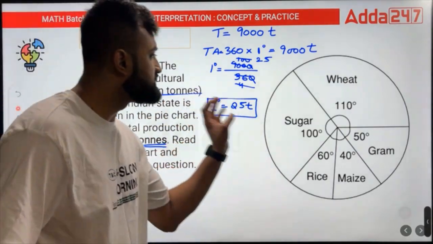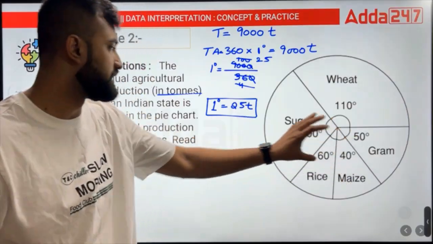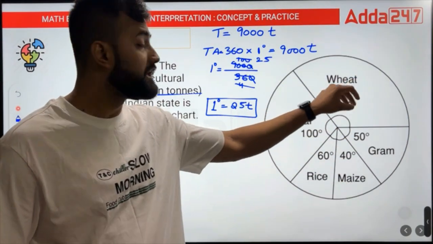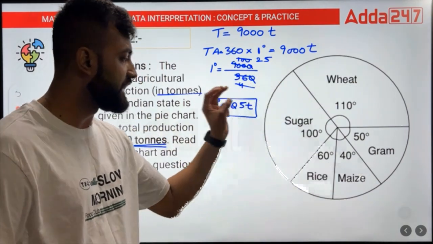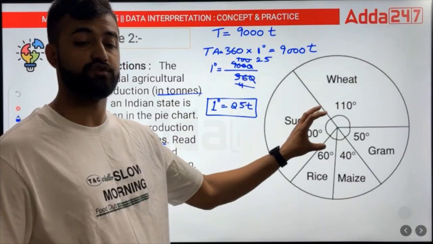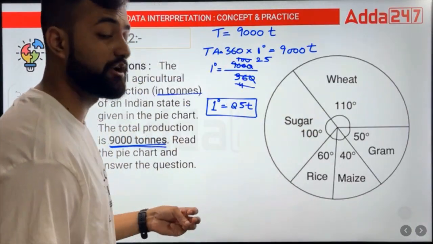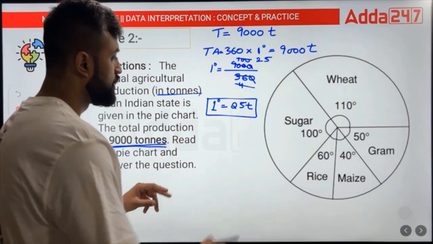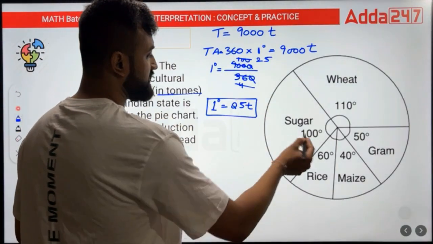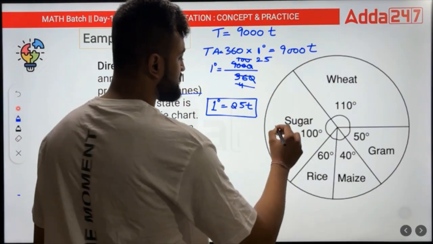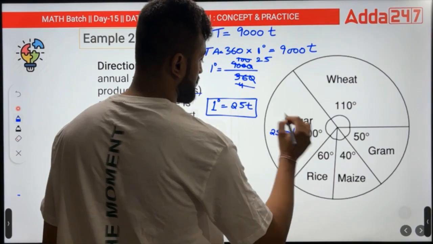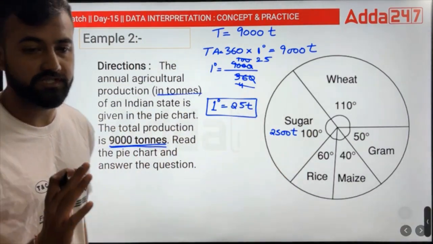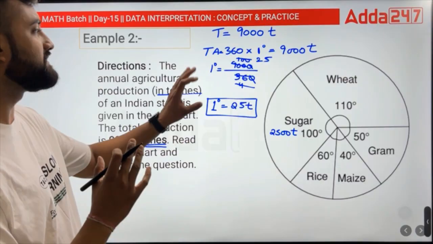So now based on this data, I can find all the data out here. Like how much ton is going to wheat, how much ton is going to gram, how much ton is going to maize, how much ton you are taking for rice, how much ton for sugar and so on. For example, if you want to find how much ton is for sugar, it's very simple. 1 degree is 25, then 100 degree would be 100 into 25, that's 2500 ton. So for sugar, sir, I'm spending 2500 ton. 2500 ton of production is going for sugar. Understood? So that is how it is.